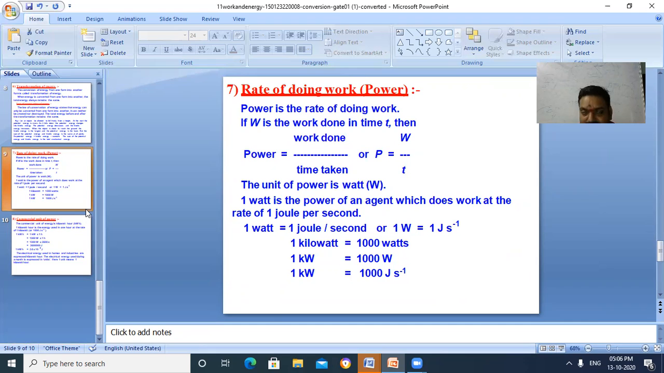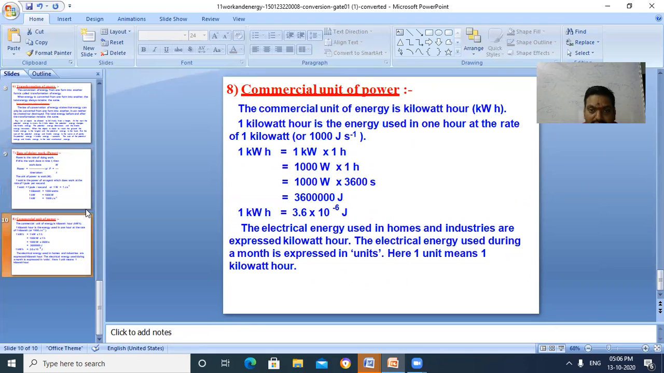That is in the SI system, whereas in the case of CGS, there is another unit, right? Therefore, 1 watt is the power of an agent which does work at the rate of 1 joule per 1 second. So accordingly, we have other units like kilowatt, which is 1000 watts.